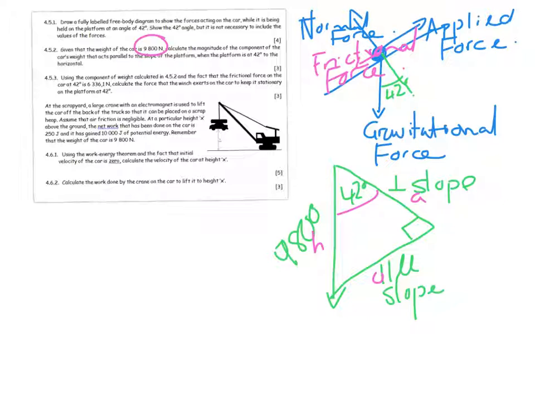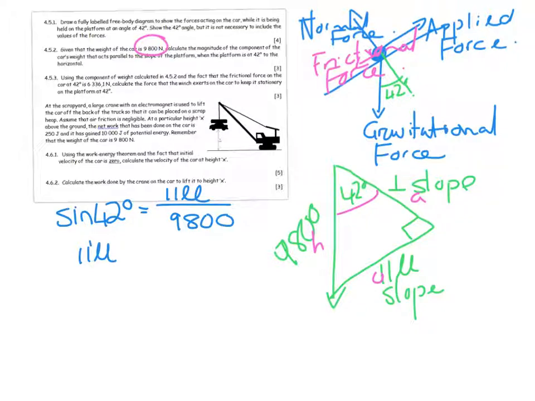that is my adjacent. So if I'm trying to find the component, magnitude of the component of the car's weight that acts parallel to the slope when the platform is at 42 degrees. So I am going to simply say sine of 42 degrees is equal to the parallel component divided by 9,800, and my parallel component turns out to be equal to 6557,48. Now that is acting down the slope. So it is in this direction over here, downwards. And we've got an applied force upwards.